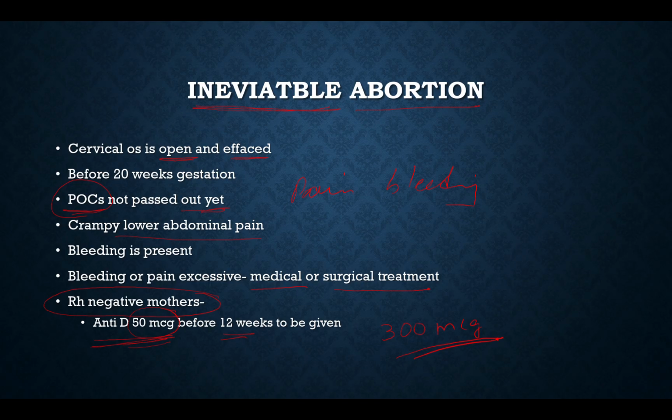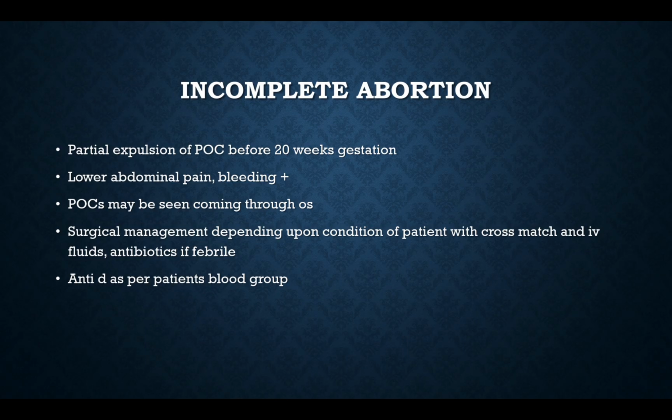Now, coming to incomplete abortion, it is partial expulsion of products of conception before 20 weeks of gestation. You see, partial, it is incomplete. Pain is present, bleeding is present, cervical os is dilated, POCs may be seen coming out. If the bleeding is a cause of concern, then you have to surgically remove the products of conception. It depends on the condition of the patient: cross match, IV fluids, antibiotics if a woman is febrile.